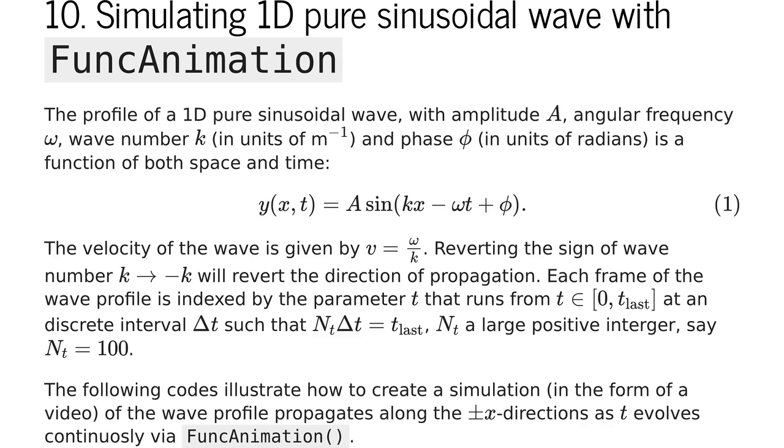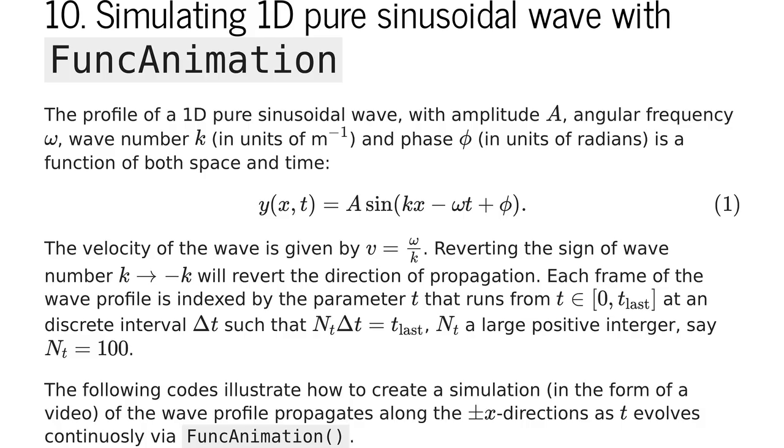The profile of such a wave, which describes its displacement y as a function of both position x and time t, is given by the equation y of x, t equals A times sine of the quantity k times x minus omega times t plus phi. In this equation, A represents the amplitude of the wave, omega is its angular frequency, k is the wave number, which is related to the wavelength in units of inverse meters, and phi is the phase constant in radians. The velocity of the wave is given by omega divided by k.